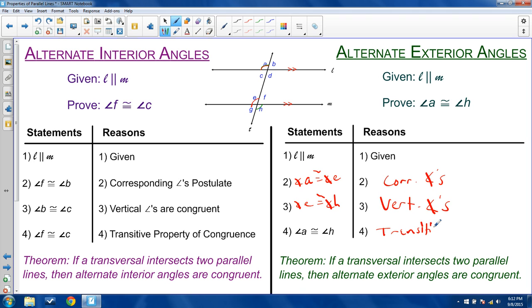The idea is that you have substituted. The E has kind of flown through this, and you can substitute A for E now that you've made that statement. So the theorem with that, that's A and H: if a transversal intersects two parallel lines, then alternate exterior angles are also congruent. So there's your proof.